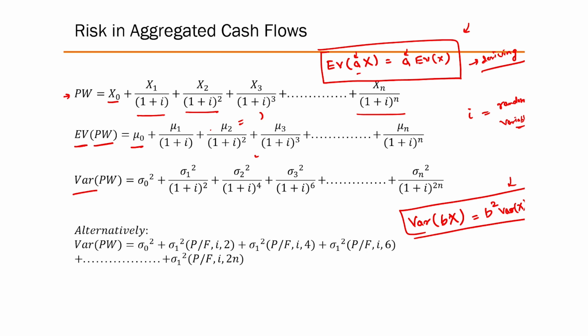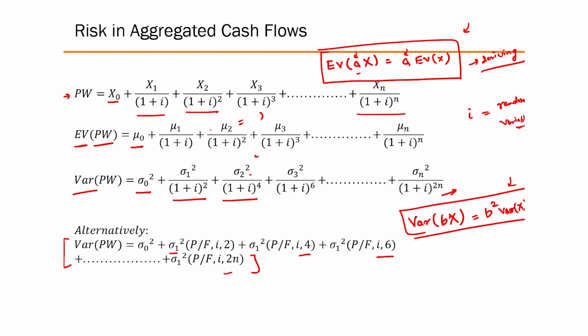So variance of present worth will become sigma naught square, which is the mu naught value, sigma 1, which is the variance of the series x1, and this coefficient was 1 plus I, so it comes out as 1 plus I square. Then variance of x2 is sigma 2, and the value comes out to be 1 plus I to the power 4, because the coefficient in this case was 1 upon 1 plus I square, right? So essentially this becomes the series of variance. Alternatively, this is just a simpler way to represent it. This also becomes sigma naught square plus sigma 1 square by 1 plus I squared, by 1 plus I to the 4, by 1 plus I to the 6, just to give you an idea of the terms that we're talking about.